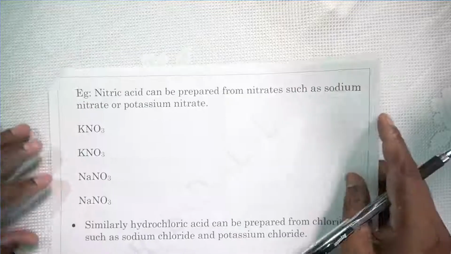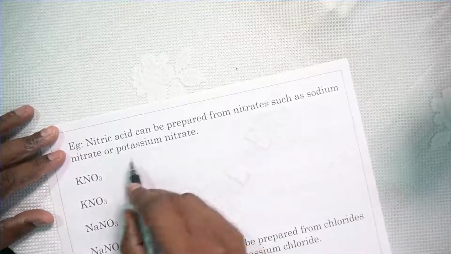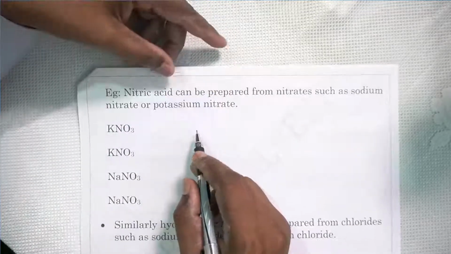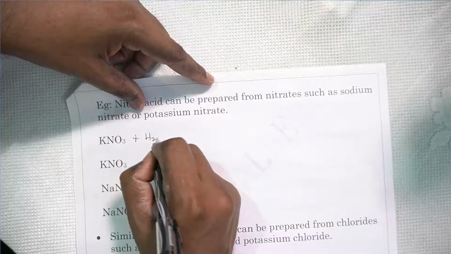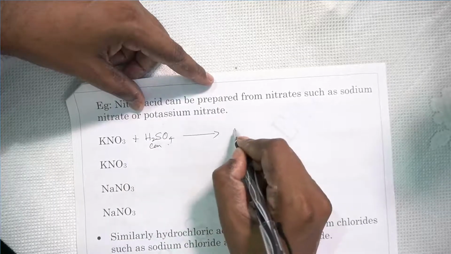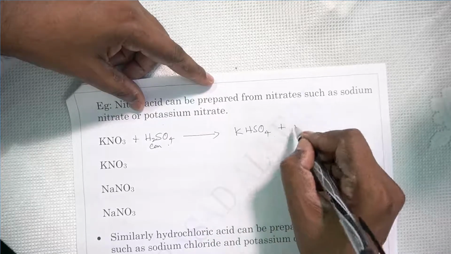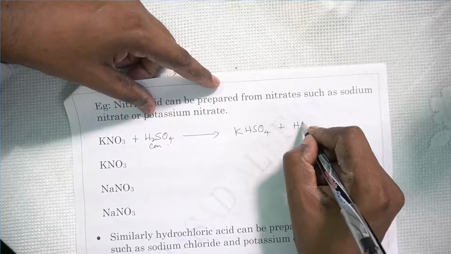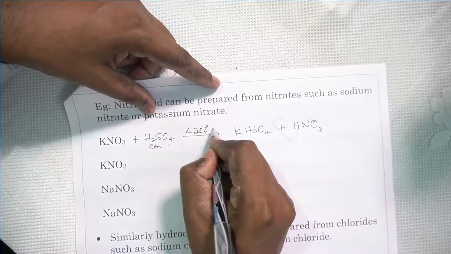So for volatile acids, we have first nitric acid, which can be prepared from nitrates such as sodium nitrate and potassium nitrate by the action of concentrated sulfuric acid. It is important to note that it is concentrated. You get KHSO4, potassium hydrogen sulfate, plus HNO3. This is below 200 degrees centigrade, less than 200.